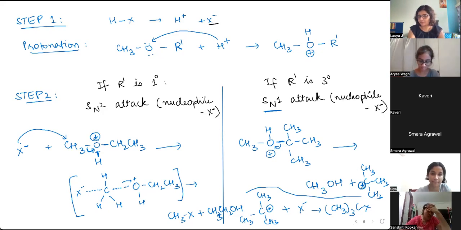Oh, so here the carbocation has formed, right? So the X minus, the nucleophile that's there, bonds with the carbocation. So this plus and this minus get together to give you your alkyl halide, the tertiary alkyl halide.